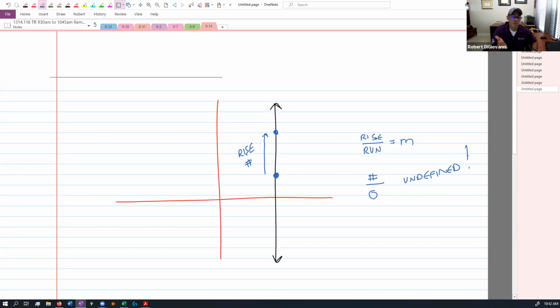So if somebody were to ask you, what is the slope of a vertical line? Your answer would be, it is undefined. A vertical line does not have a slope. Now, if you say, what is the slope of a horizontal line? That's 0. That's a 0 slope.